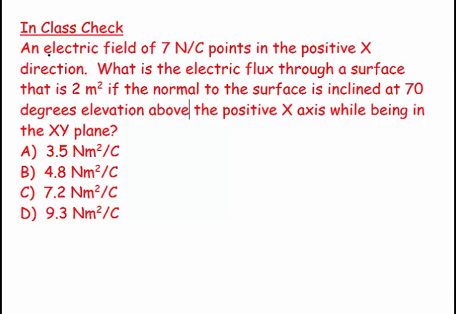Welcome. This question says an electric field of 7 newtons per coulomb points in the positive x direction. What is the electric flux through a surface that is 2 square meters if the normal to the surface is inclined at 70 degrees elevation above the positive x-axis while being in the xy plane? So a lot of words.